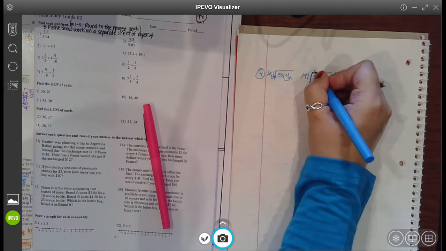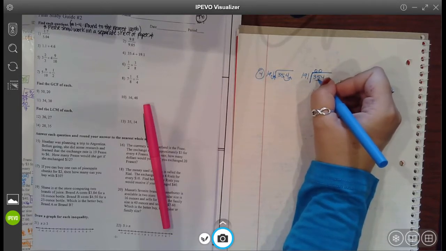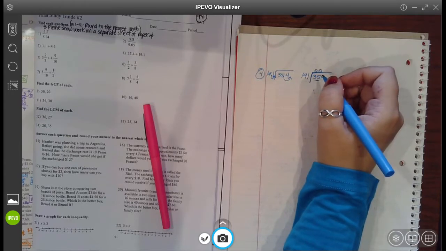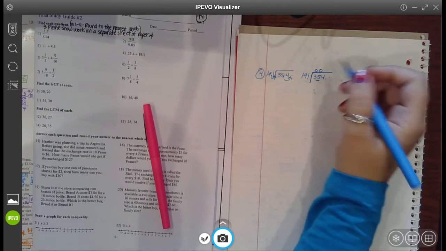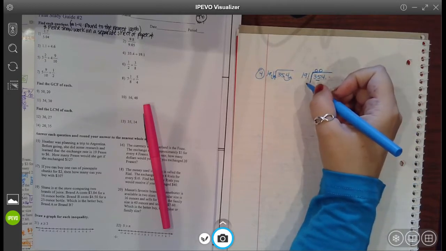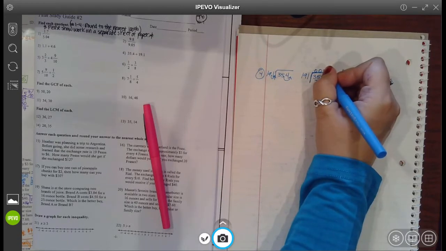191 can't go into 3. It can't go into 35, but it can go into 354. How many times? What do you think? Well, 1 goes into 3 times. I can already tell kind of when I multiply it, it's going to be slightly bigger though. So let's try times 2.